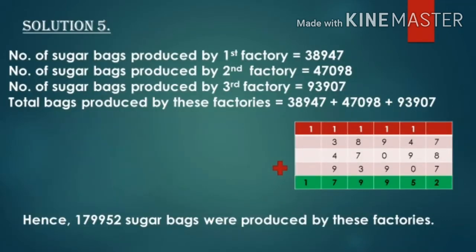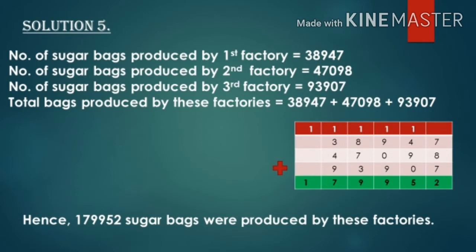Let's form the statement. You will write the first statement, sugar bags produced by first factory, that is 38,947. Then you will write the second statement, sugar bags produced by second factory, that is 47,098. And then you will write sugar bags produced by third factory, that is 93,907. Now you will find the bags produced in all by these factories.